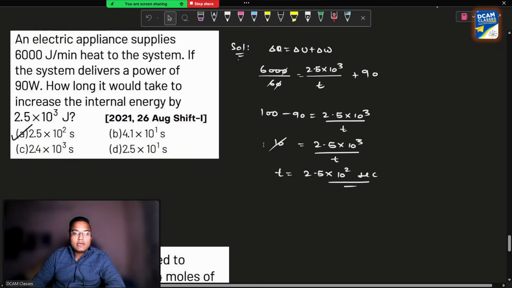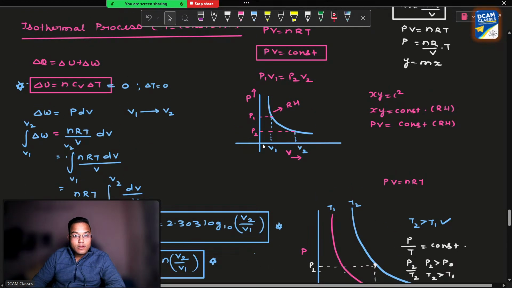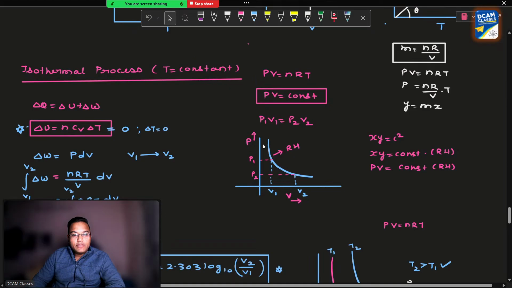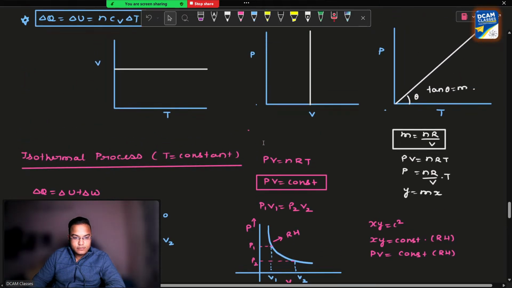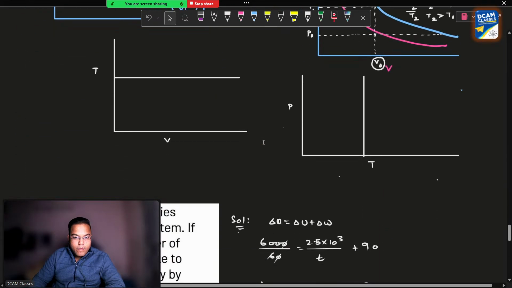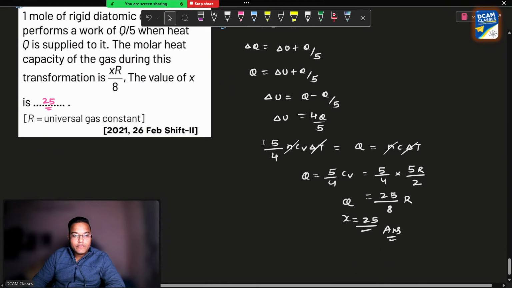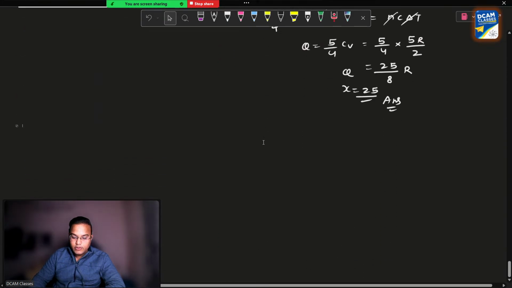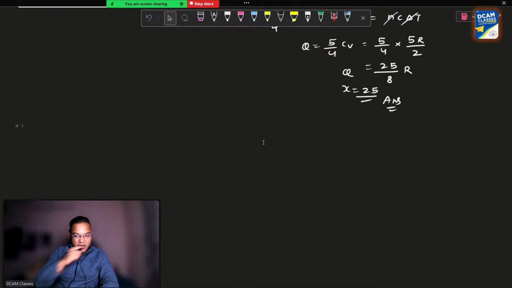In the last class, we have studied up to isothermal process. And few questions we have done. So these questions we have done already. So today, let's start with the new process, which is adiabatic process.